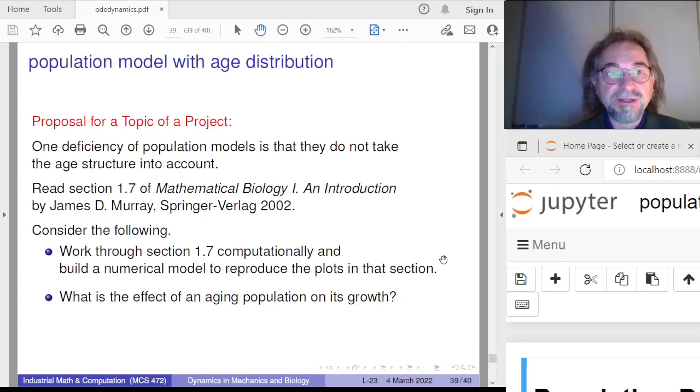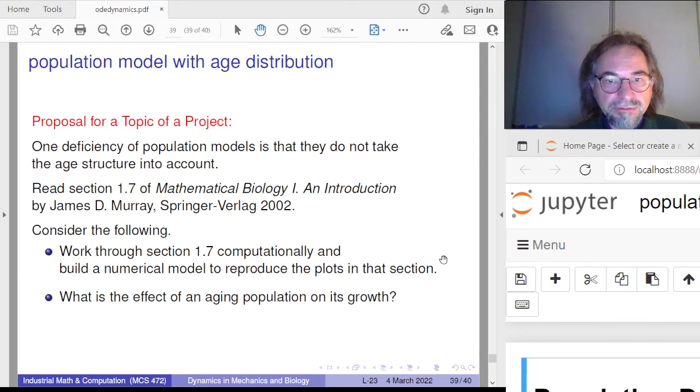So here let's look at the proposal of a topic. Age plays an important role in the growth of a population. If you have an older population, then one can expect that the birth rate might not be that high compared to a younger population. And that's an important thing to consider.